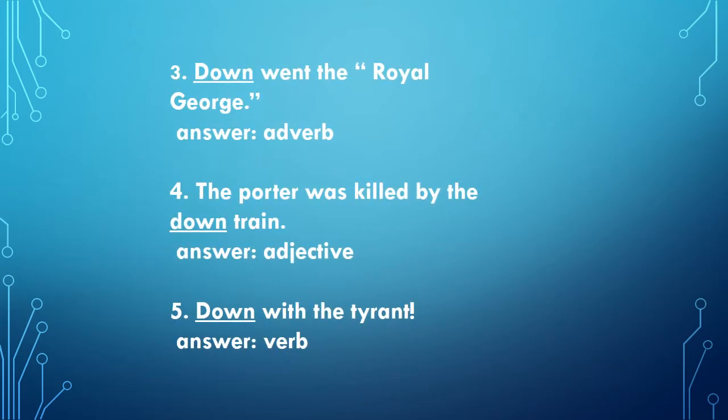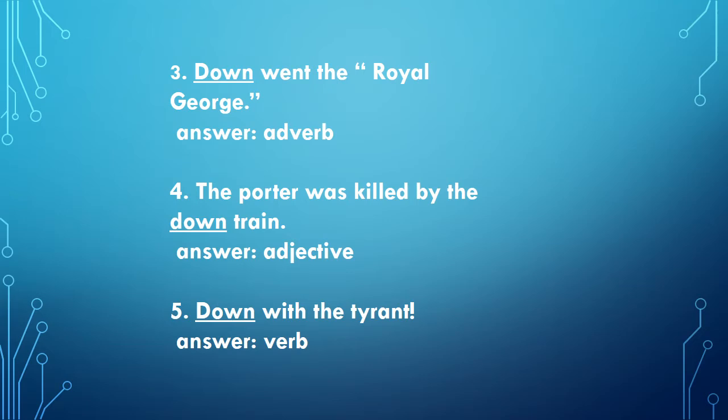Question 3. Down went the Royal George. Here down represents an adverb. Why so? Because if you can see in a sentence, went represents verb. Went means what? Going. So it is expressing the action of going. Now when I am using the word down in the sentence, it is adding some more meaning to the word went. So it is an adverb.